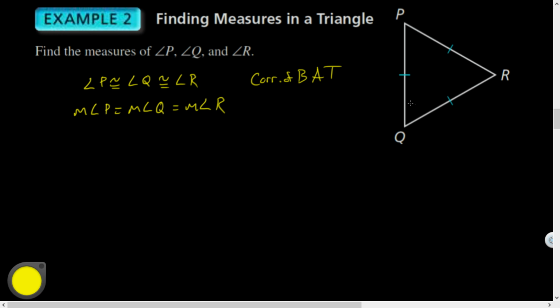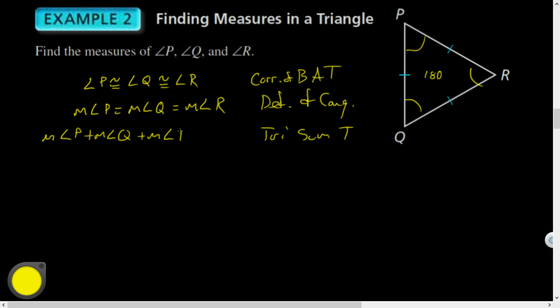If their measures, let's see, all of these angles add up to 180. That was definition of congruence right there. According to the triangle sum theorem, I know that those all add up to what? 180. Then using substitution, let's see, actually I'll just do this. There we go.